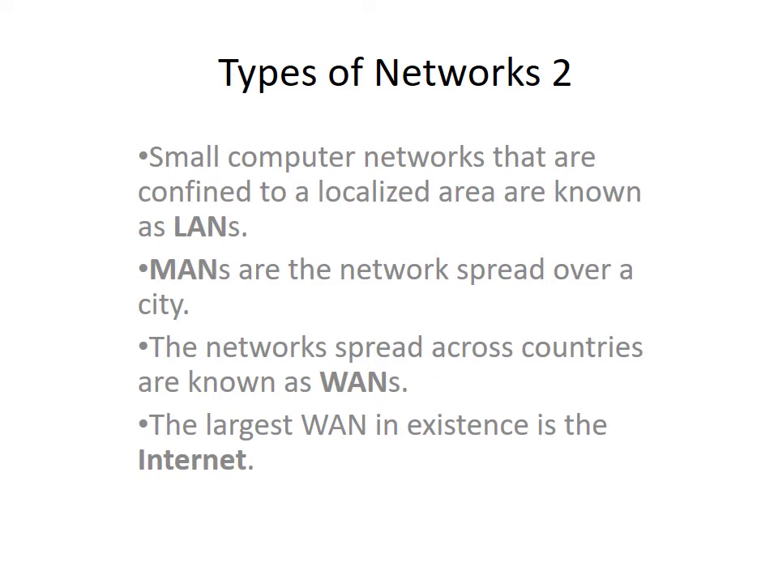Small computer networks that are confined to a localized area are known as LANs. MANs are networks spread over a city. The networks spread across countries are known as WANs. The largest WAN in existence is the internet. So: local area network, metropolitan area network, wide area network.